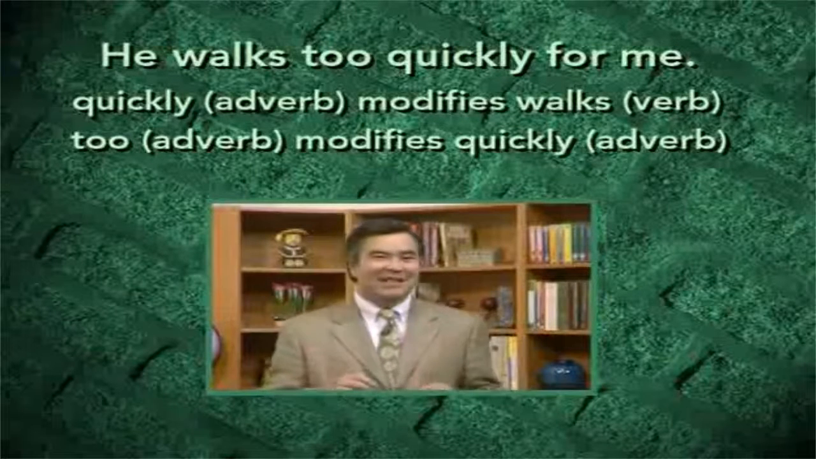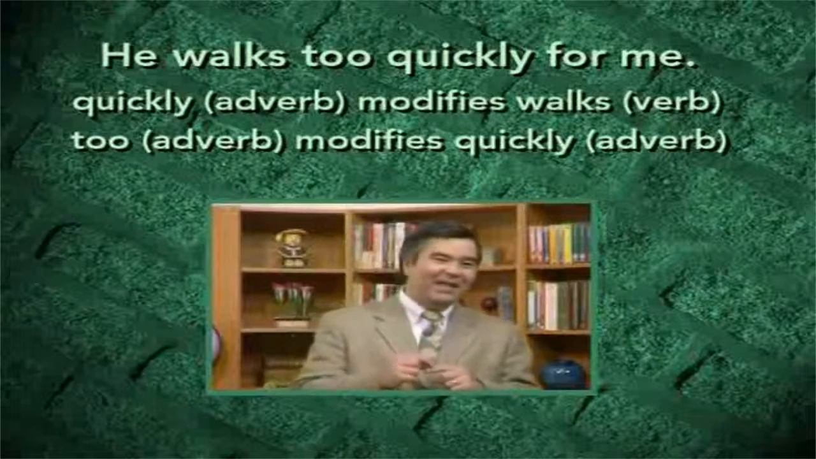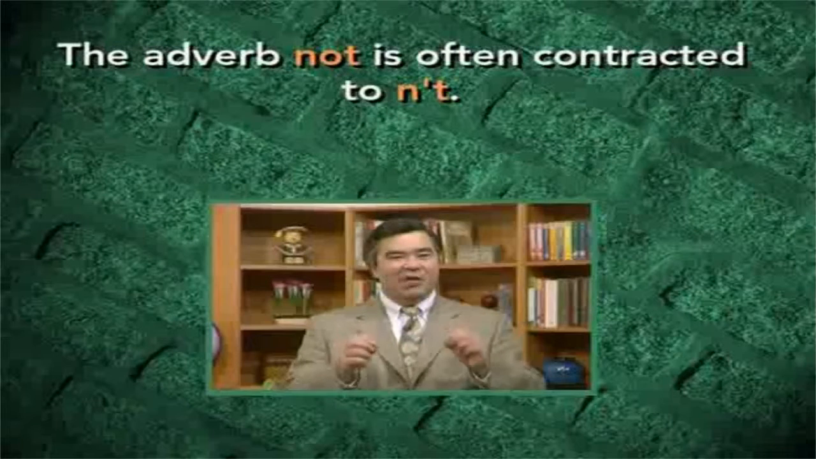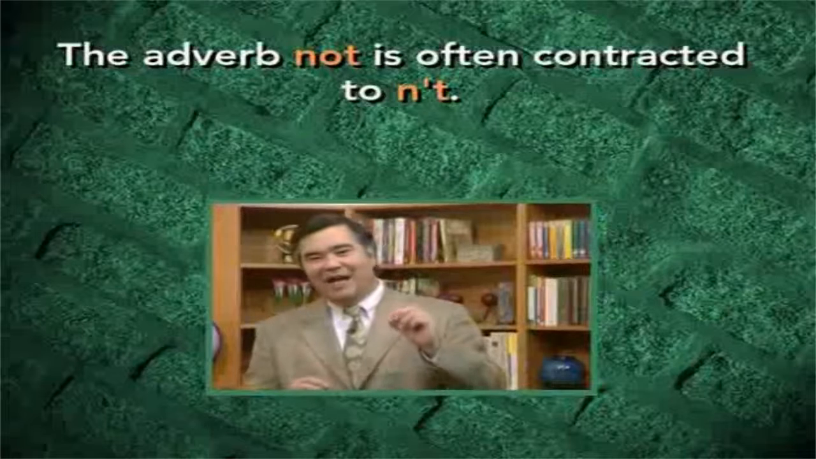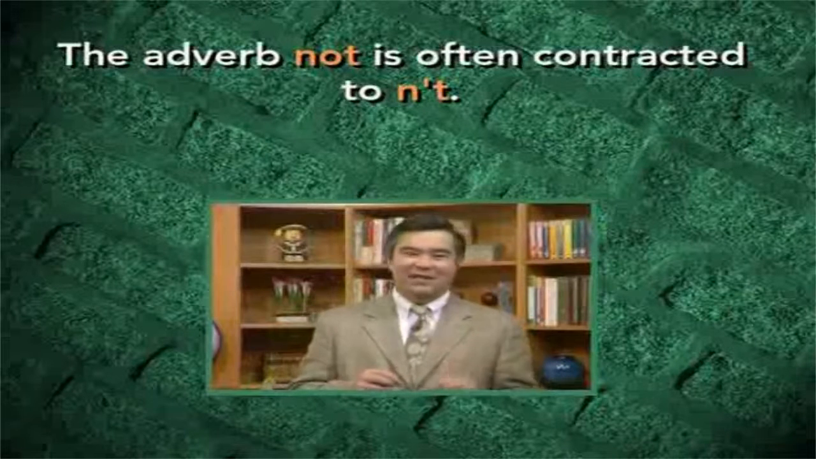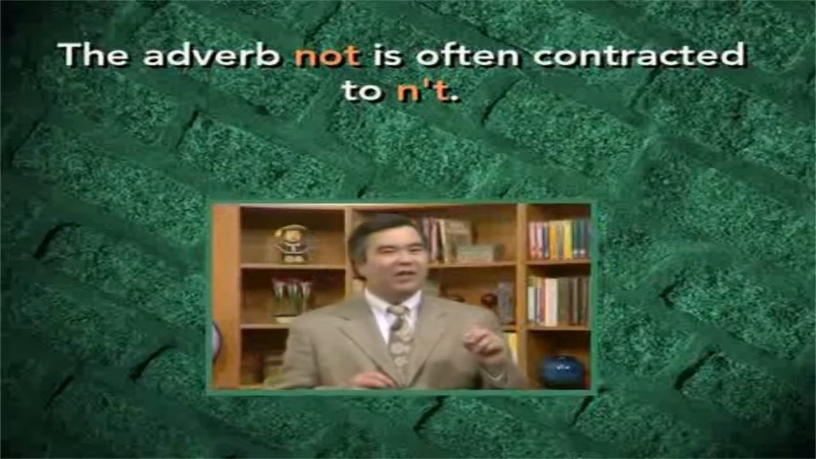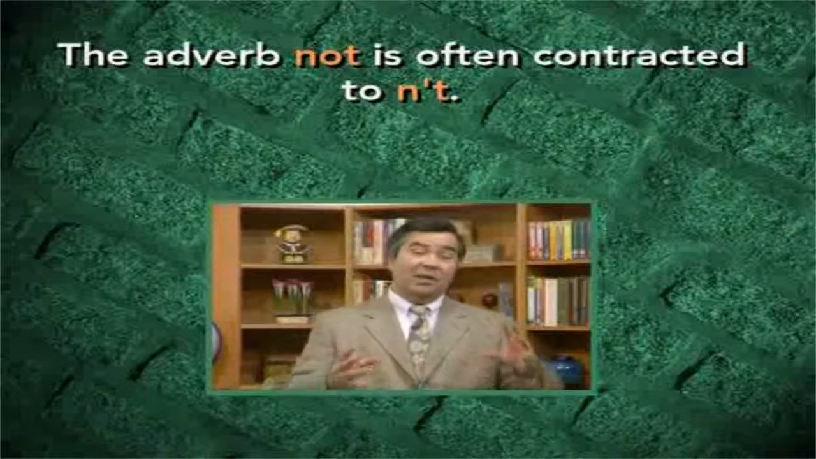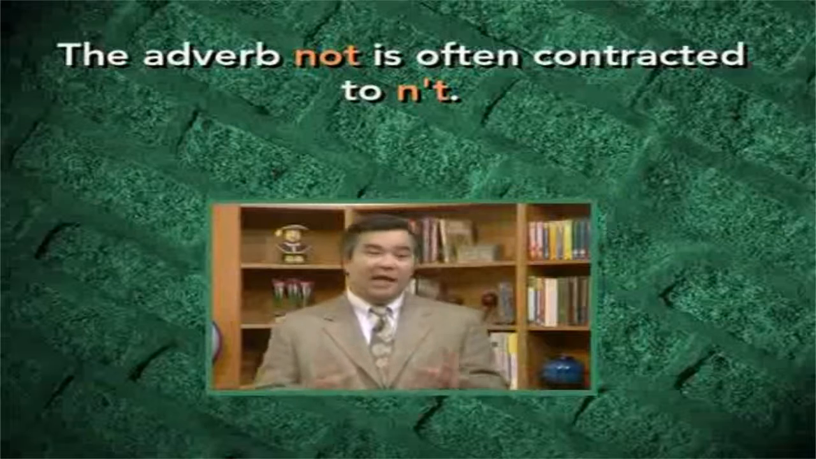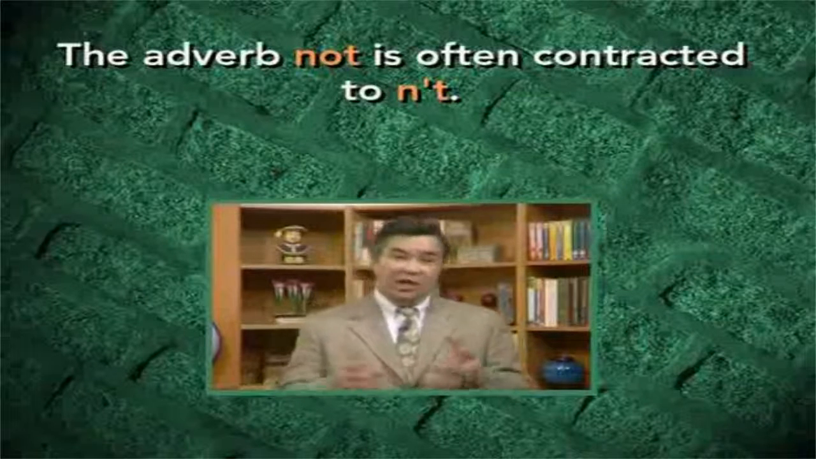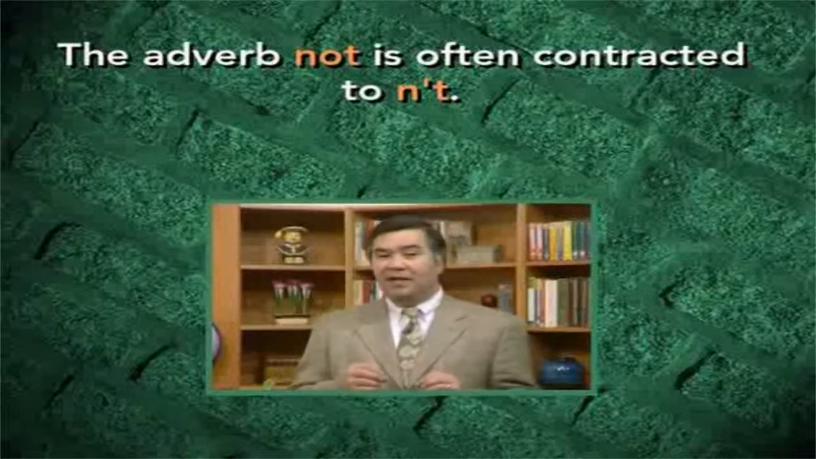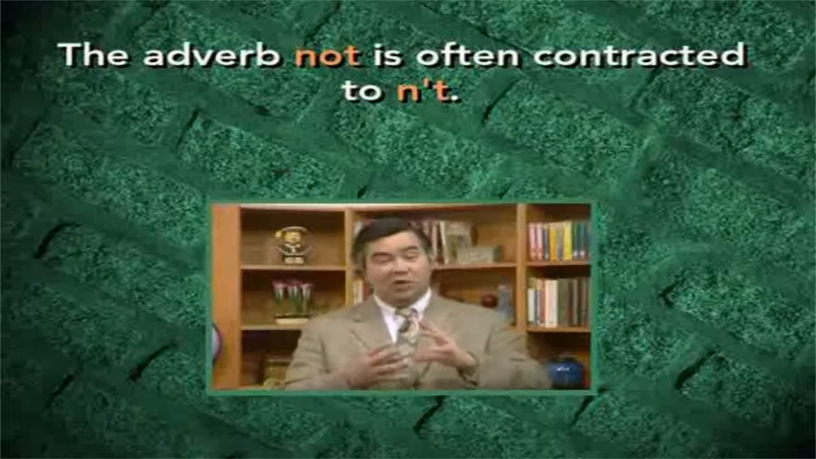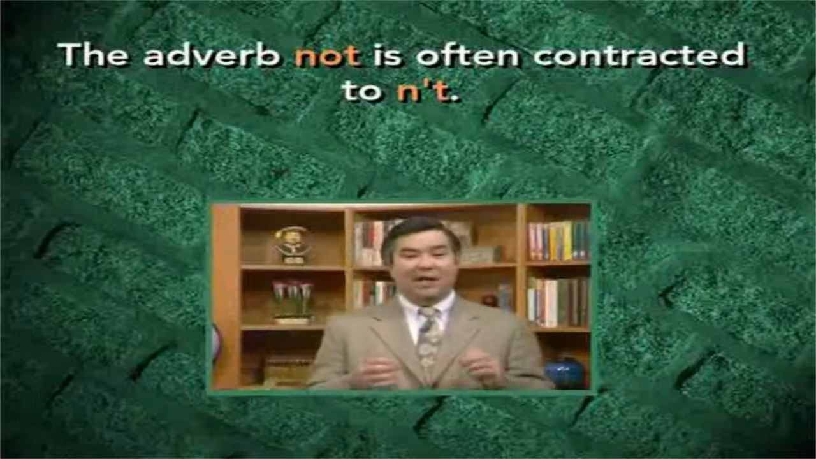So, as we've seen in these examples, an adverb can modify a verb, it can modify an adjective, or it can modify another adverb. Notice that the adverb not, which we've mentioned as one of the most important and common adverbs, is often contracted to n apostrophe t. To contract a word means to shorten it by leaving out some of the letters. And when you make a contraction in English, you mark the letters that have been omitted with an apostrophe. So the adverb not is shortened into the contraction n apostrophe t.